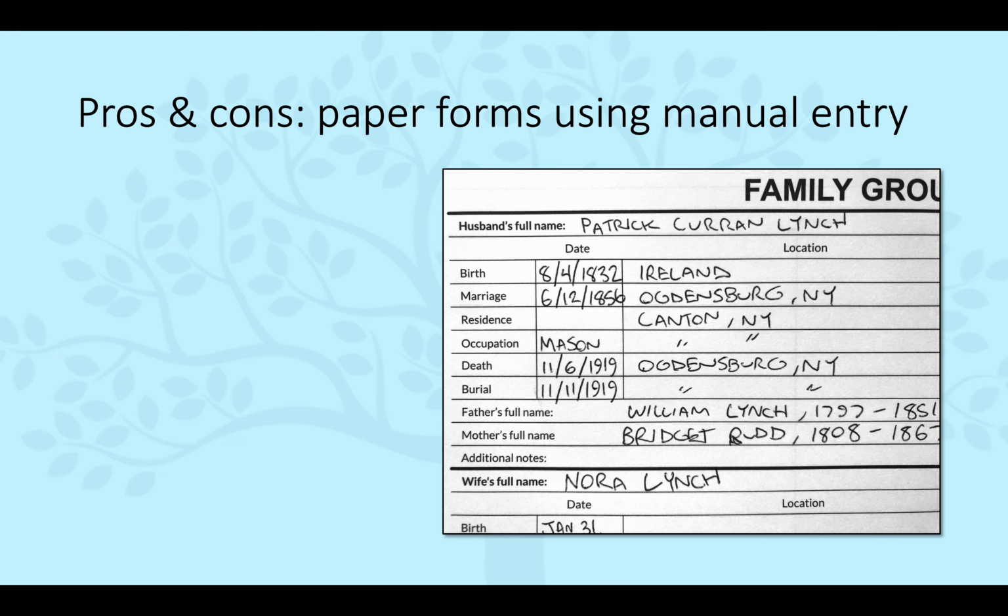Paper forms, using manual data entry. Here's an example of a family group sheet. They're easy to annotate, easy to correct, so you can just cross something out, or you can add it later on. If you want to, you can put something in the margin.